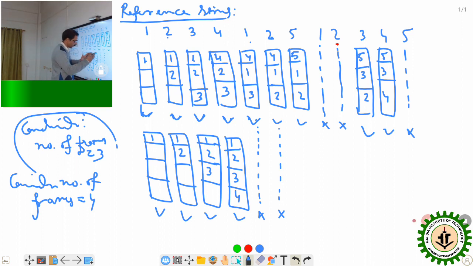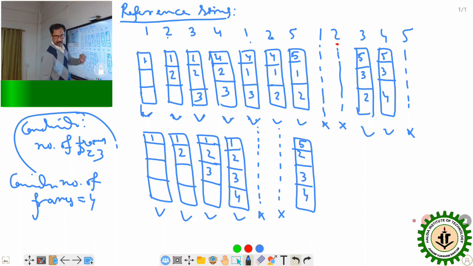Now the question is which page will be replaced by 5? The oldest one. Here the oldest one is 1, because 1 was allocated first. 1 came into the memory first. So 1 will be replaced by page 5. So 1 is replaced by 5, then 2, then 3, 4.